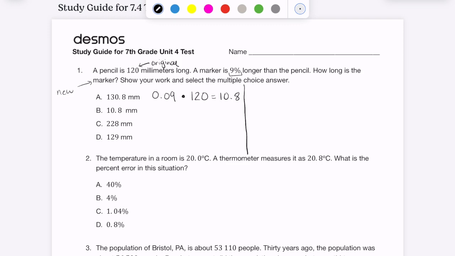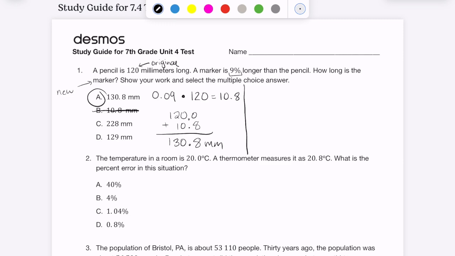Okay, so that's not my final answer. That's how much longer it gets. So what we need to do then is we add the original, which is 120, plus the amount of the change. And we would do that, we're going to get 130.8 millimeters. Okay, so the answer is going to be A. So in that strategy, we multiply by the 9% to find the amount of the change, and then we add the original to the amount of the change.